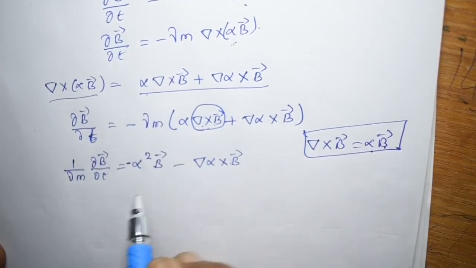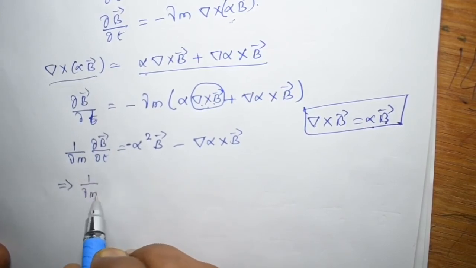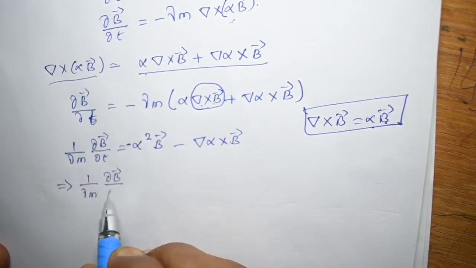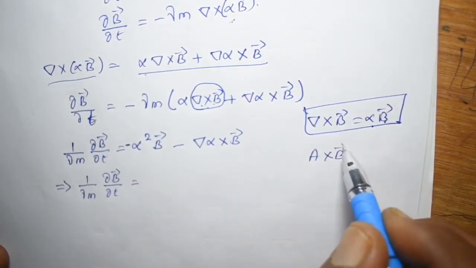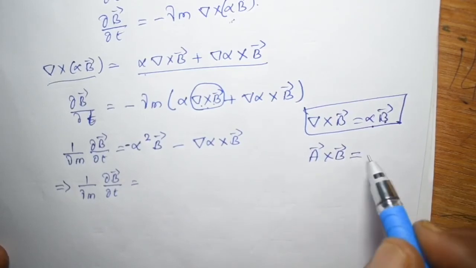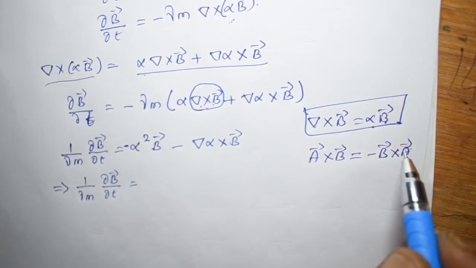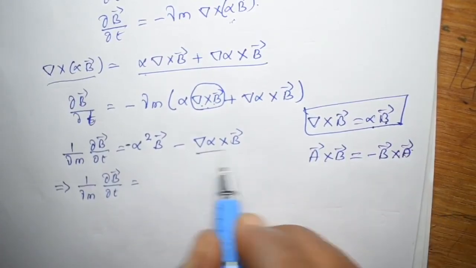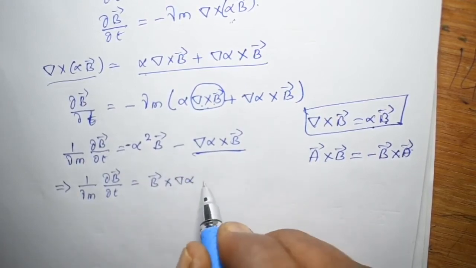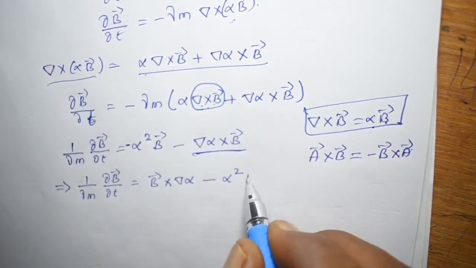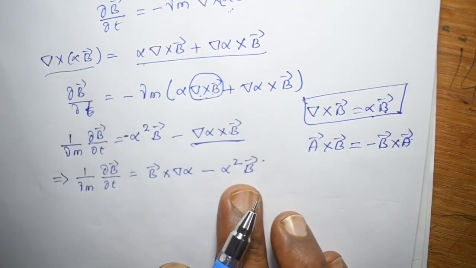Now again this equation can be written as, 1 by nu m into del B by del T is equal to, instead of writing, as you know, cross product is not commutative. A cross B can be written as minus B cross A, because cross product is not commutative. That's why this term can be written as B cross del alpha, right? Minus, so the remaining term is alpha square into B.